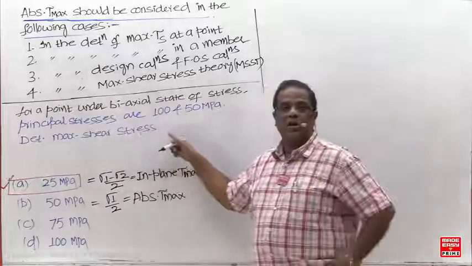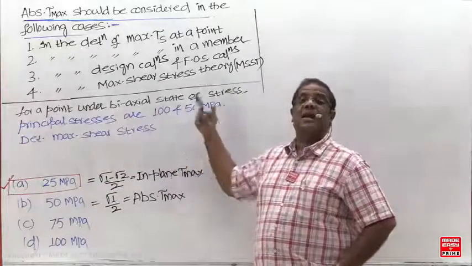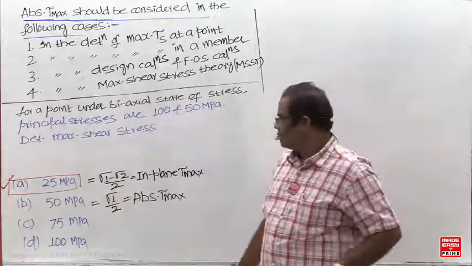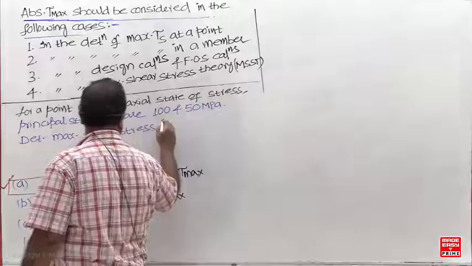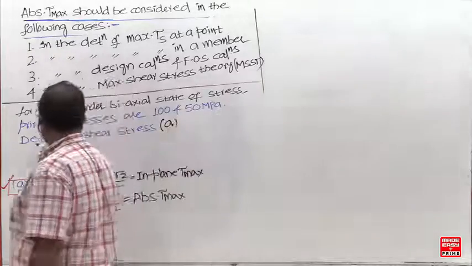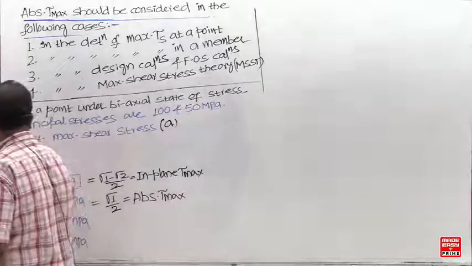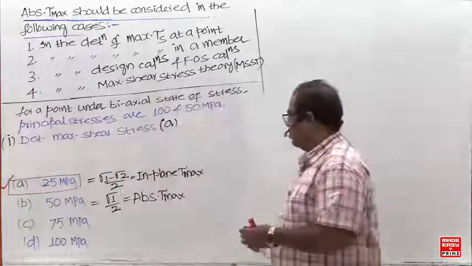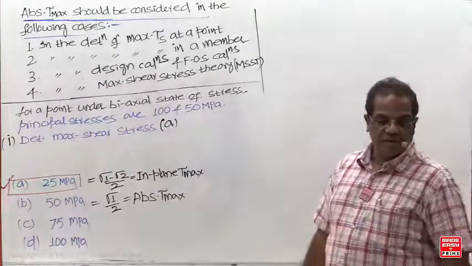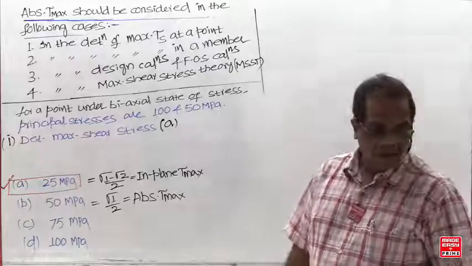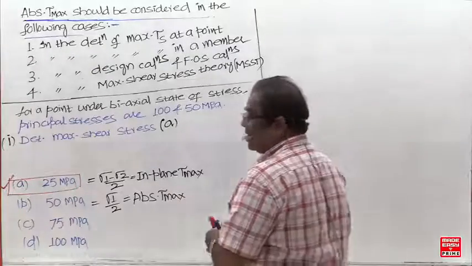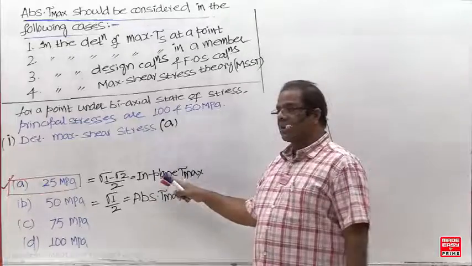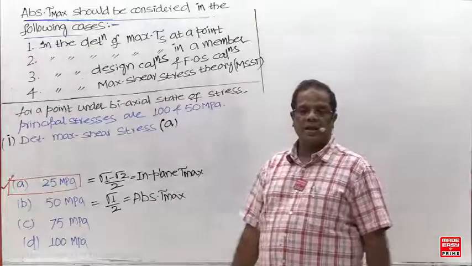Now if you ask the same question, determine maximum shear stress at that point, then you have to go for option B. So answer is A. Somebody is getting 75 also. How is he getting 75? I don't know. Initially most of them gave the answer B. Now at the end most of them have given the answer A.